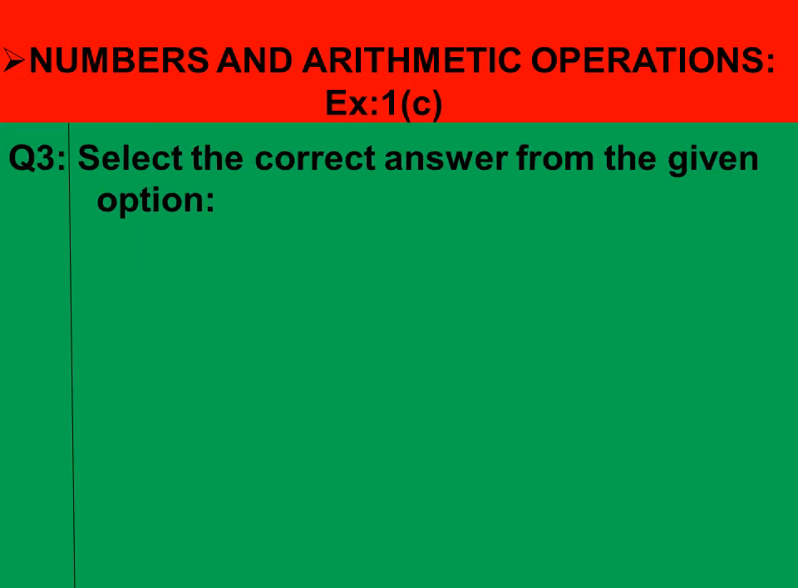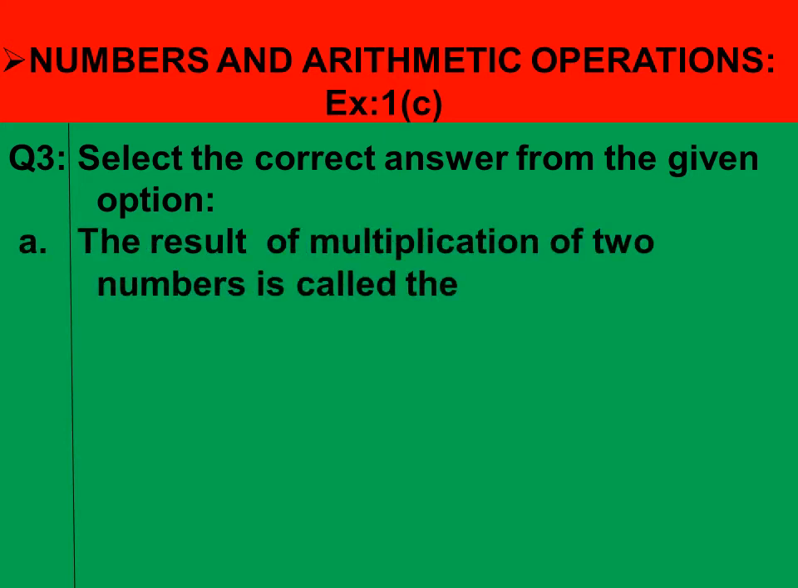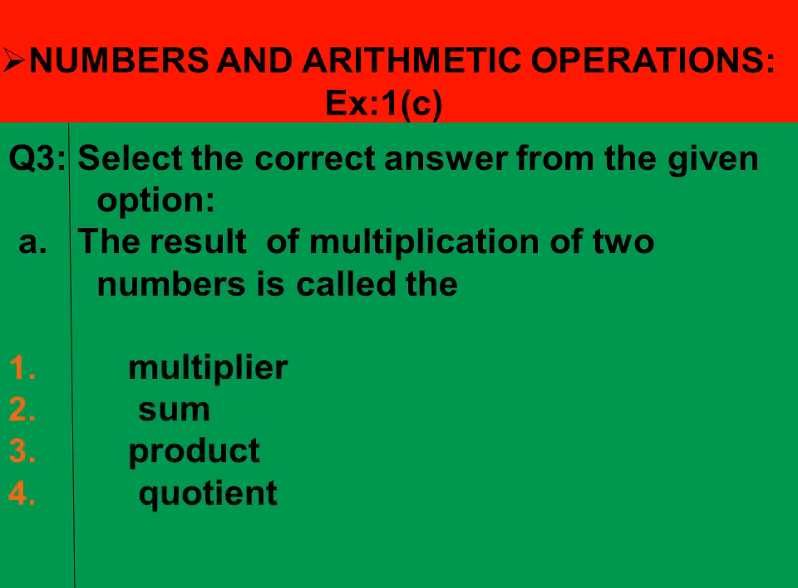Now question number 3. Dear students, question number 3 is to select the correct answer from the given options. The statement is given. Let's see part A. The result of multiplication of two numbers is called the. Now the statement is given, and for this statement, four options are given. Okay, we will first read the statement.